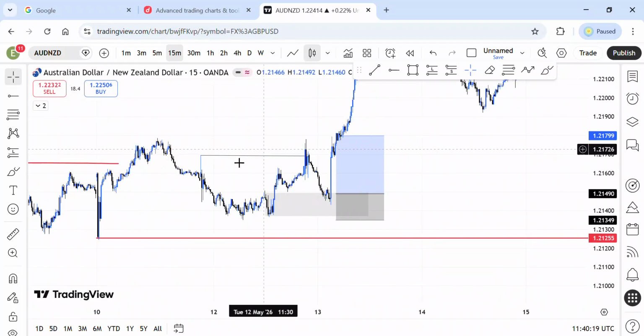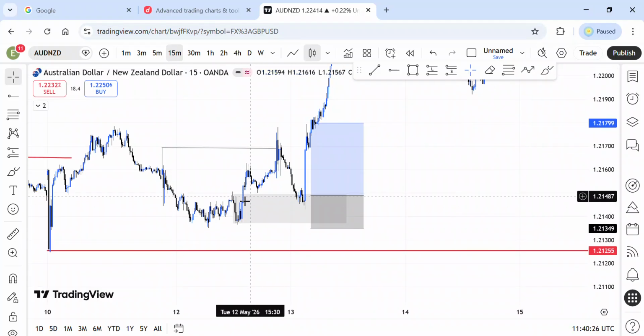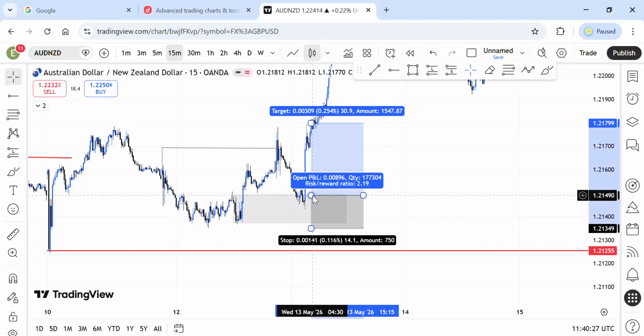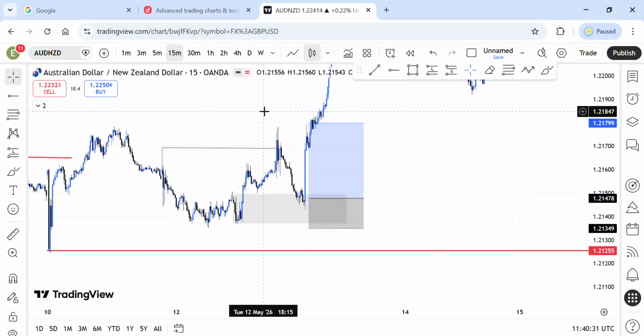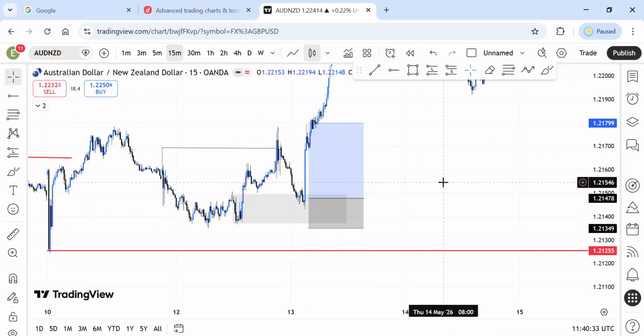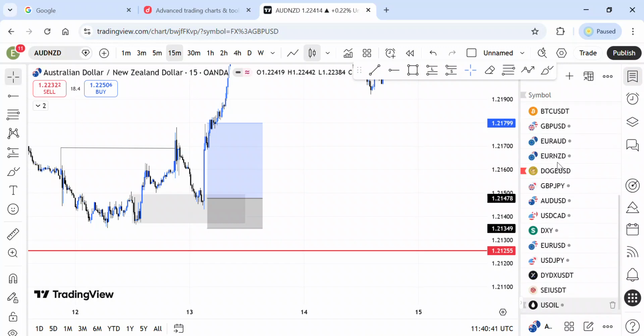Okay, so when I see this change of character right here, immediately what did I do? I just put my buy limit here, right here, then my stop loss below this, then target the external liquidity. So that was how AUDNZD went. All right, so another one, I had a trade on gold too, right? I had a trade on gold.